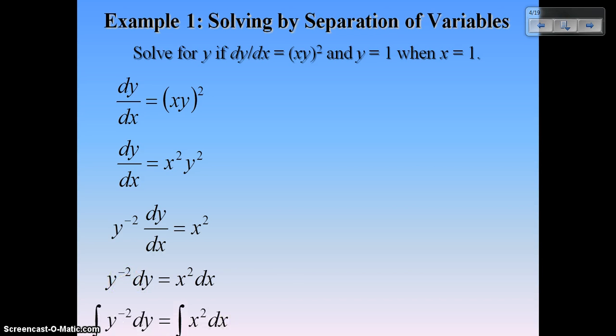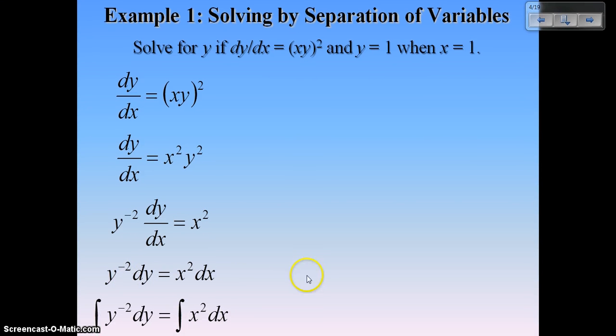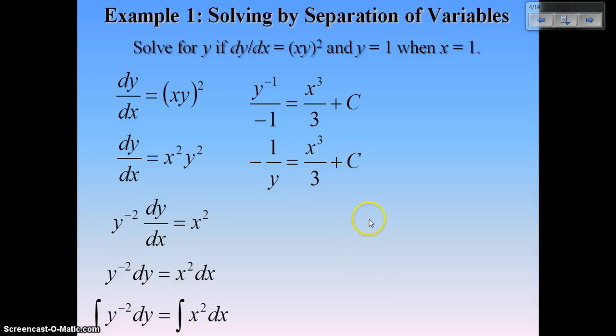Now that I've got that, I will take the integral of both sides. Now we'll use our anti-differentiation rules. If you add 1 to negative 2, you get negative 1, divided by the new number. Add 1 to 2, you get 3, divided by the new number, plus c. Now, certainly we do want to simplify this just a bit. That y to the negative 1 can be moved to the bottom, make it y to the first. Negative 1 over y equals x cubed over 3 plus c.